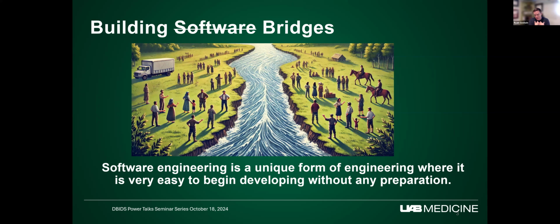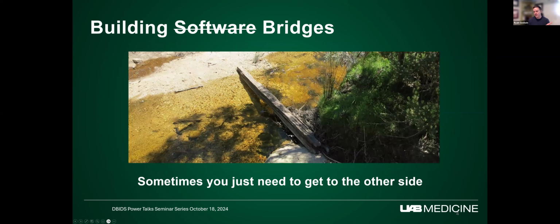When I started developing software a long time ago, it was just so easy to start coding. Software engineering is a really unique form of engineering where you can just start your project without having to do any kind of pre-planning. If you're a mechanical engineer or a civil engineer, you're probably looking at drawings and designing and thinking really hard before you ever start building. Software is a little bit different in that we have a tendency to start building straight away and seeing what works as we go. And there's nothing wrong with that, because sometimes when you're building a bridge, you just want to see if you can get to the other side, right?